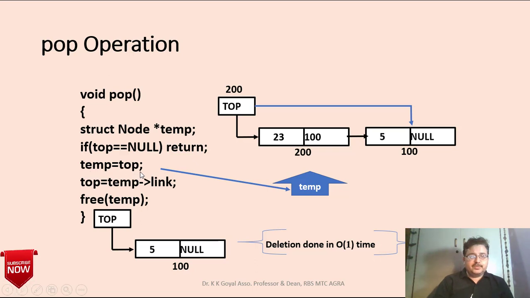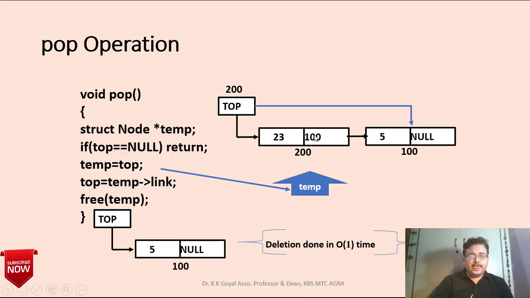Temp is equal to top. Now this temporary variable, which is a pointer type, we are assigning top. Top has the address of the first node, so this will control the first node. This is now temp. Now top is equal to temp arrow link.